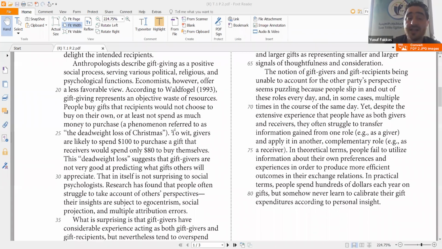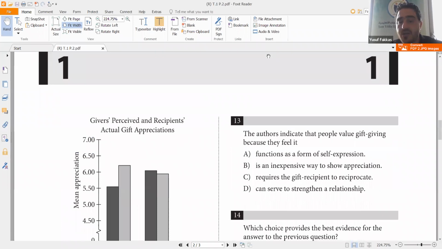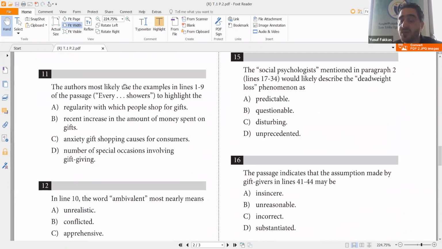Yes. So actually, they are mentioned in line 30. They said that in itself, of course, when we ask ourselves, what is that? They were talking about the dead weight loss. So that in itself is not surprising to social psychologists. That's our answer. That's it. So how do they describe the dead weight loss? As not surprising. Now I go to the options and I don't see not surprising, but I have a close one. I have a synonym for that. What is the answer?